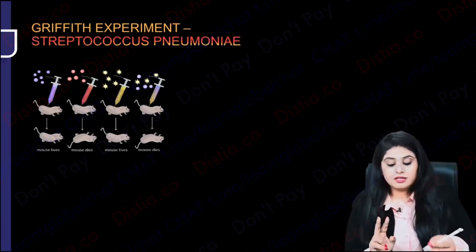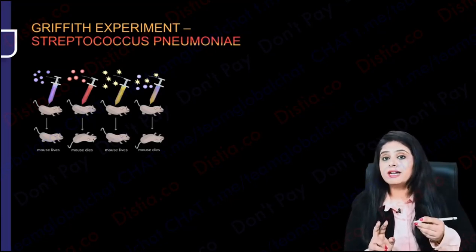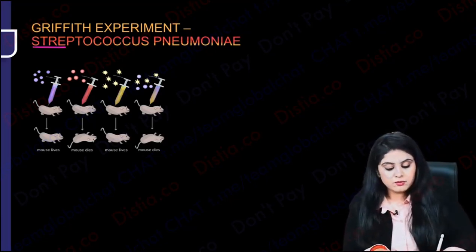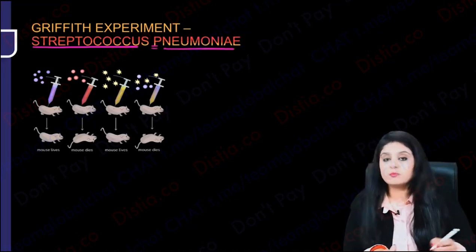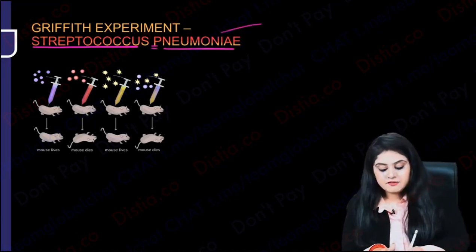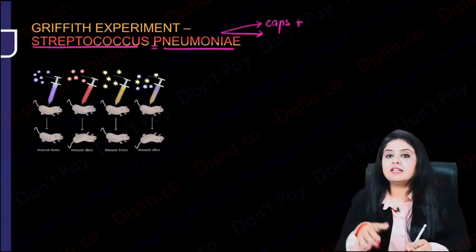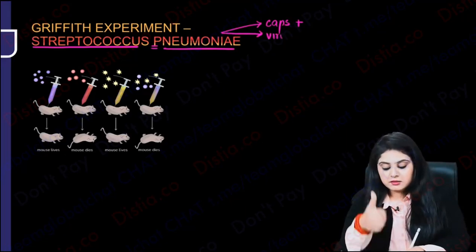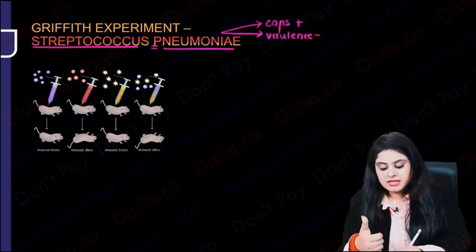If you go back to your general microbial anatomy, by now you know Streptococcus pneumoniae is definitely going to be a capsulated organism. And my concept tells me that whenever a capsule is there, this means there is going to be virulence. And that is what is going to be known as a smooth strain.